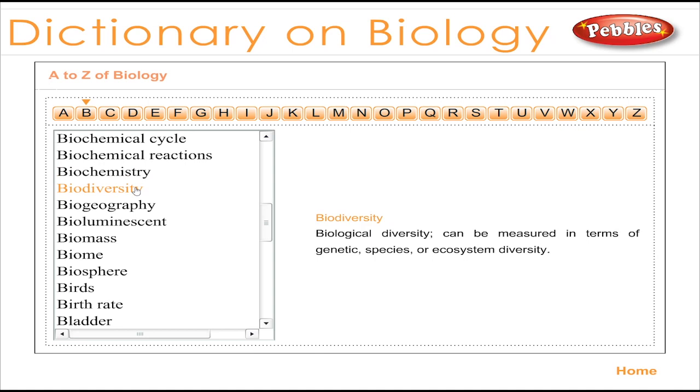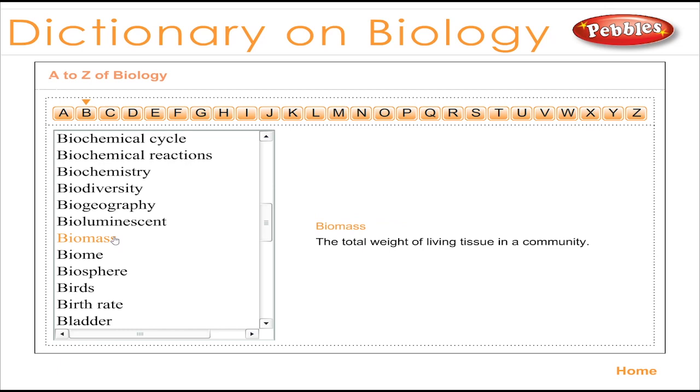Biodiversity, biological diversity, can be measured in terms of genetic, species, or ecosystem diversity. Biogeography, the study of the distribution of plants and animals across the earth. Bioluminescent refers to organisms that emit light under certain conditions. Biomass, the total weight of living tissue in a community.